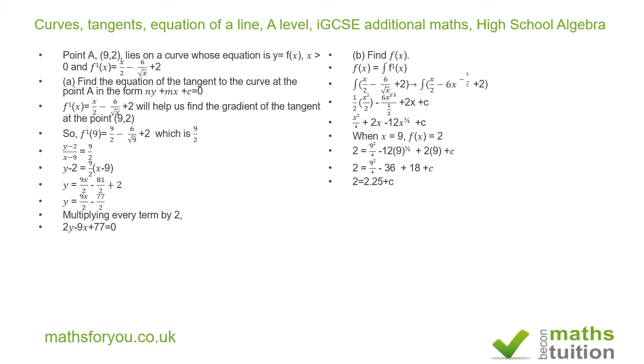20.25 minus 18 is 2.25 plus c. So 2 is equal to 2.25 plus c. If we then subtract 2.25 from both sides, we end up with c is equal to minus 0.25. So our equation then becomes x squared over 4 plus 2x minus 12x to the power of half minus 0.25.